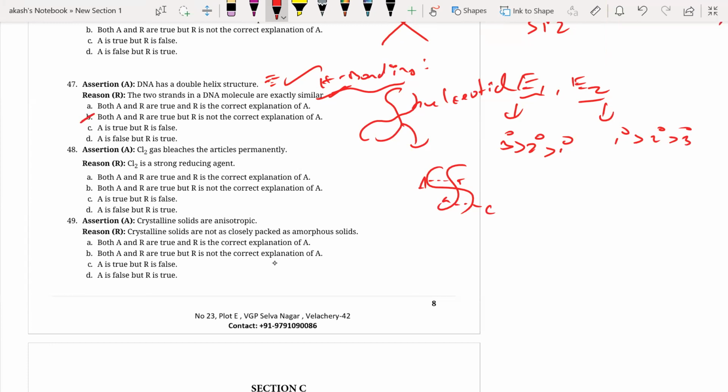Sir, I have a doubt with the reason. Okay, go on, what is the doubt? We say the two strands of DNA are complementary to each other, then how can we say they're exactly similar, sir? Very good. Very, very good.